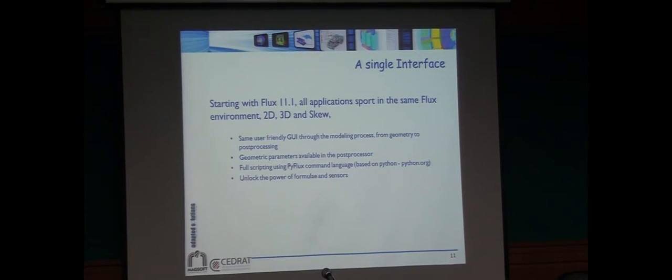The first one is that any geometric parameter which is entered in the preprocessor will be available in the post-processor also. I'll be able, for example, to define paths in my post-processing that use parameters so that they can be adapted to the parametric process. The geometric parameters are also available in the post-processor. That's important. And now we also have full scripting capabilities from beginning to end.